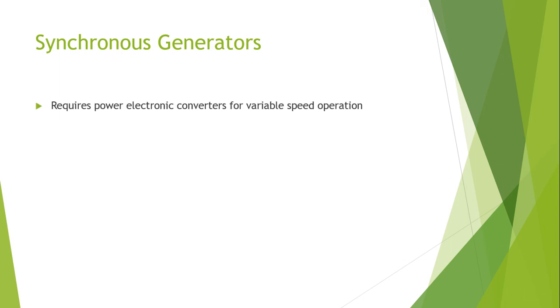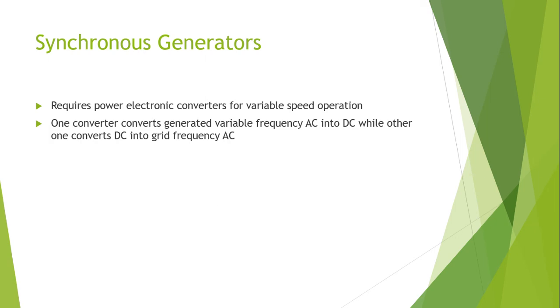The synchronous generator requires power electronic converters for variable speed operation. One converter converts the generated variable frequency AC into DC, while the other one converts the DC into an alternating current supply for the grid at a certain specified frequency.